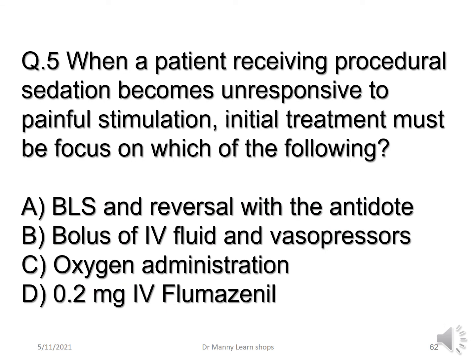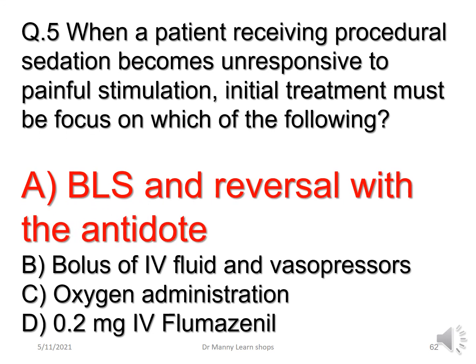When a patient is receiving procedural sedation and they become unresponsive to painful stimuli, your initial treatment must be focused on which of the following? BLS and the reversal with the antidote, a bolus of IV fluid and vasopressors such as epinephrine, oxygen administration via a face mask, or 0.2 milligrams of IV flumazenil. It's BLS and reversal with an antidote. Look, you could even activate your rapid response team or call Code Blue if you were really worried.